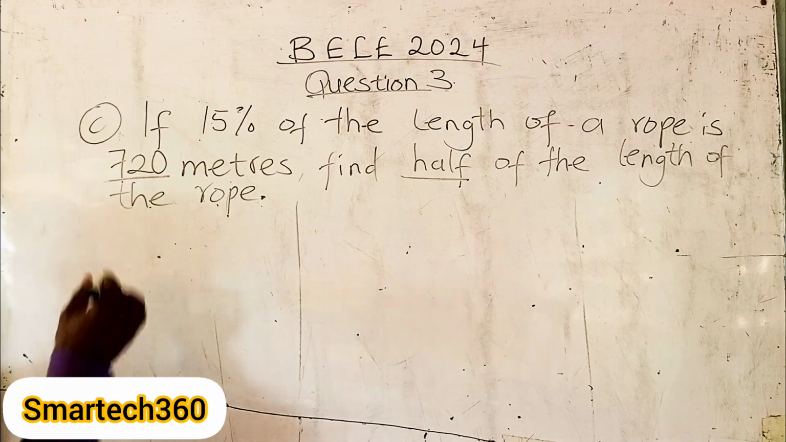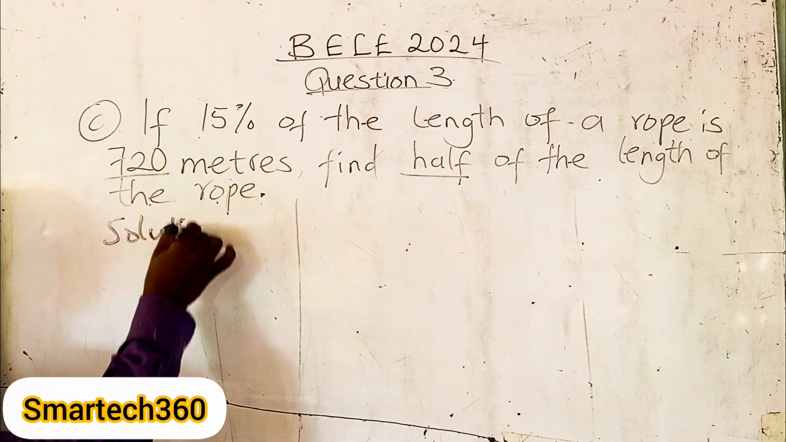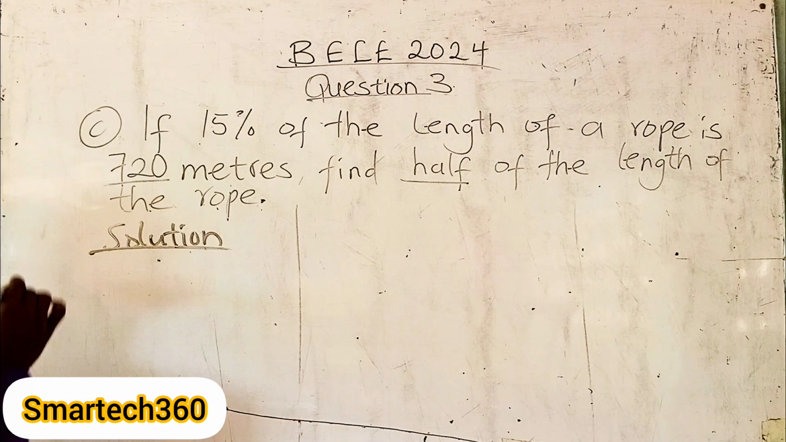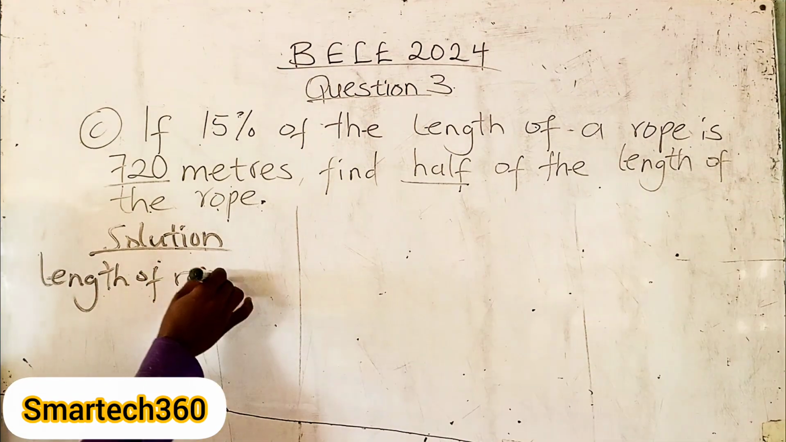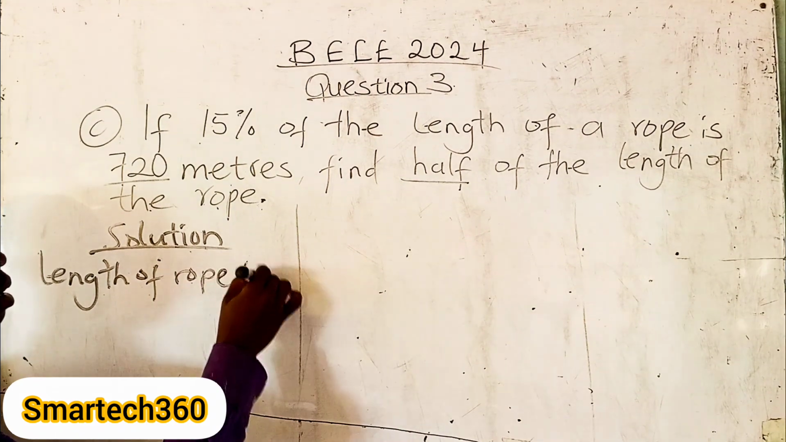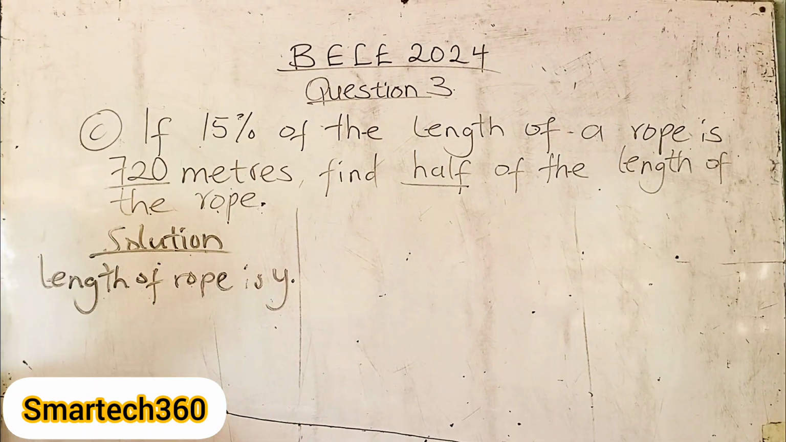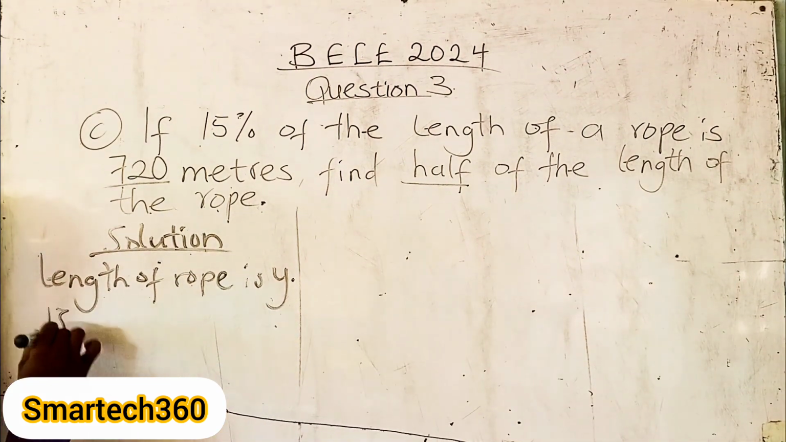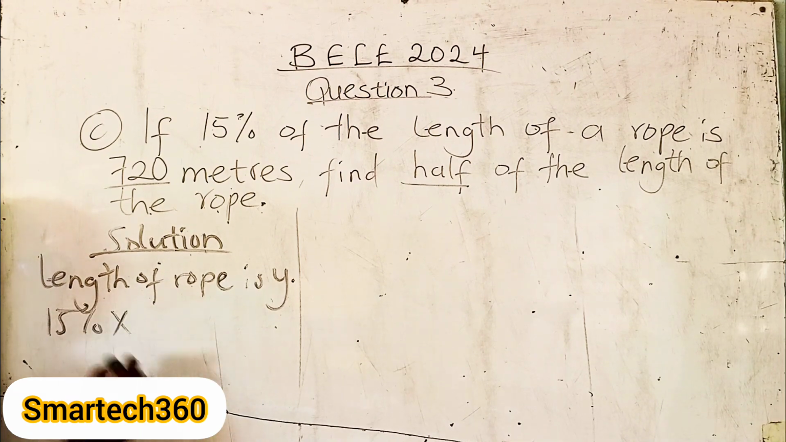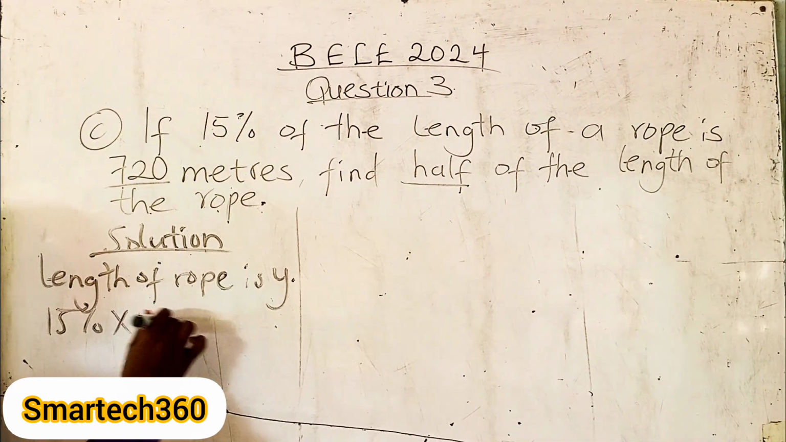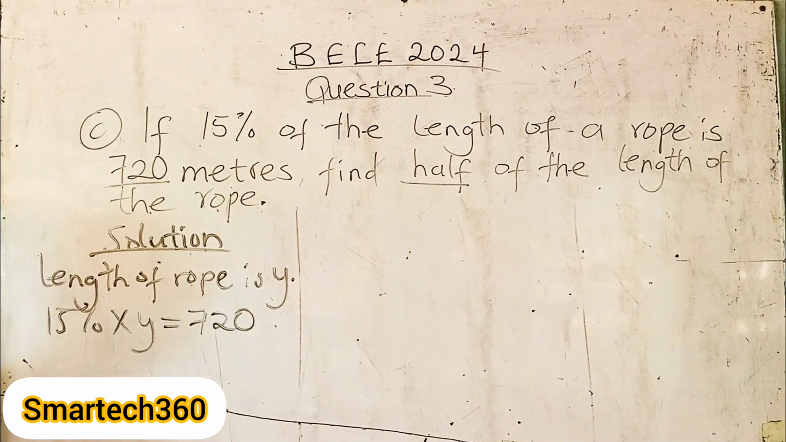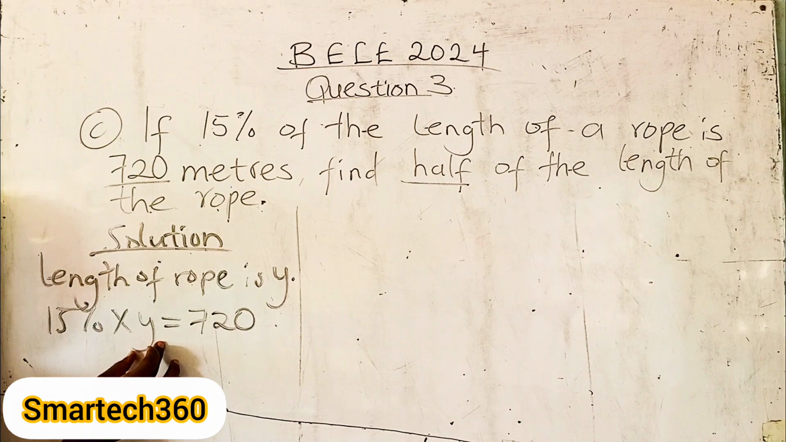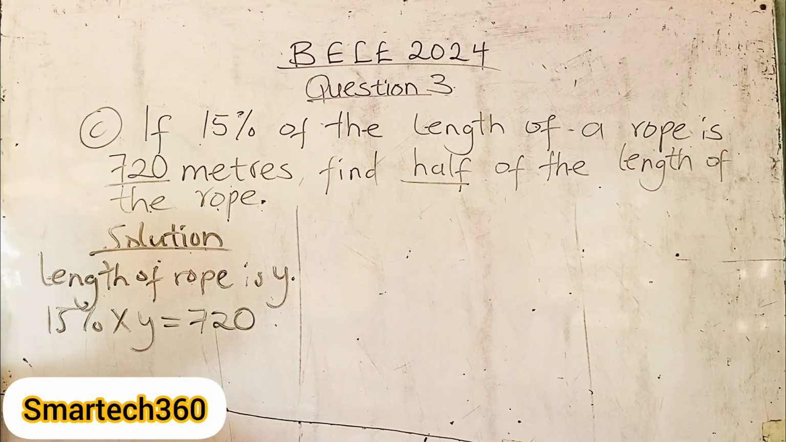So let's do that. Solution. The length of the rope, which is not known, let's say it is Y. So the length of the rope is Y. And the question says 15% of the length. So 15% of, that's multiplying, the length of the rope, which is Y, is 720 meters. So from here we find the whole of Y. If you find the whole of Y, that will give you the length of the rope.